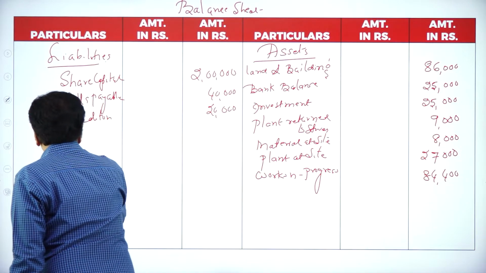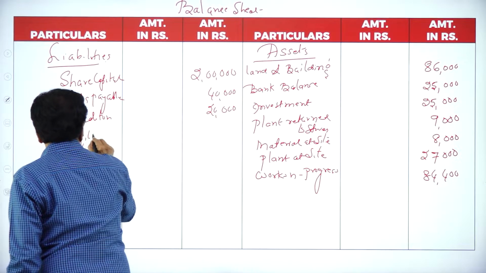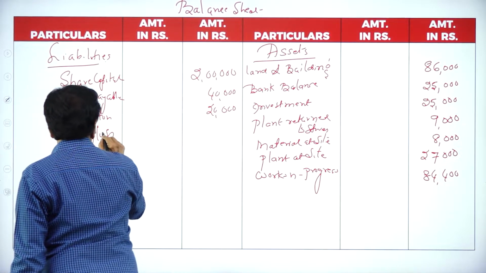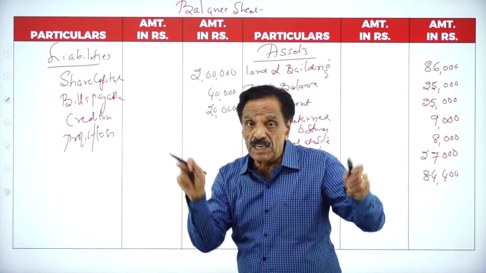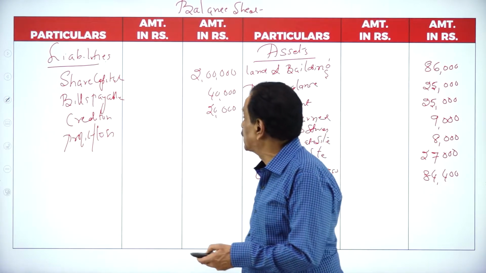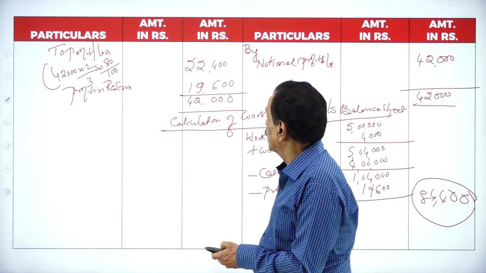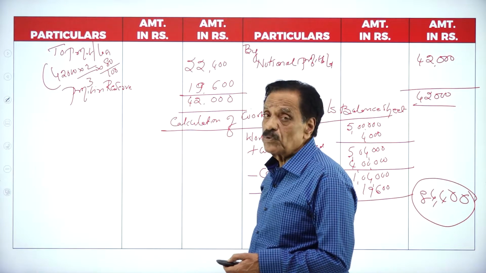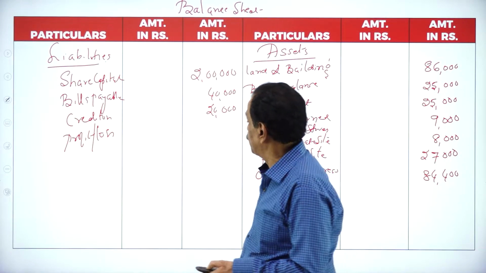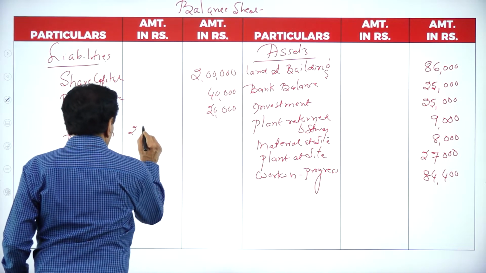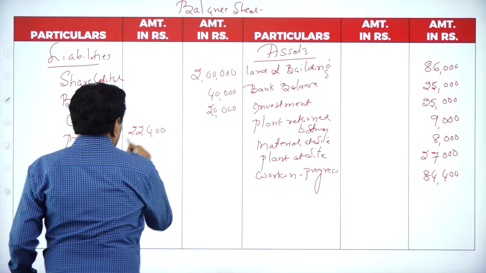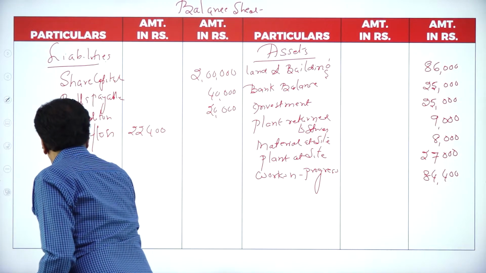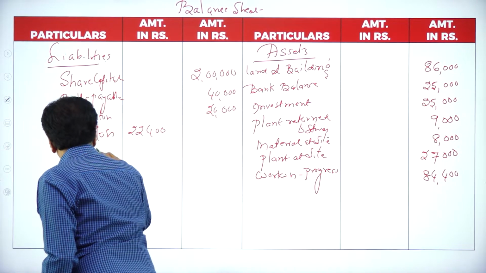Then profit and loss, that is 2 by 3. What we have calculated? Profit and loss, you calculate 2 by 3. See that? How you got? 2 by 3. How much you come? 22,400. Minus plant and material lost.